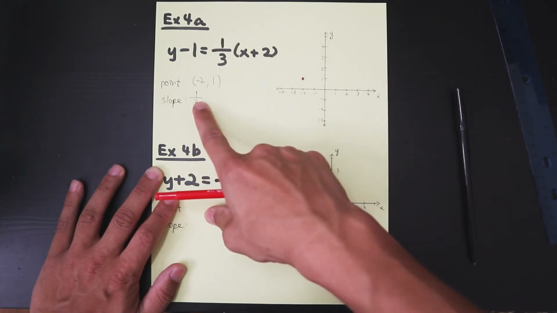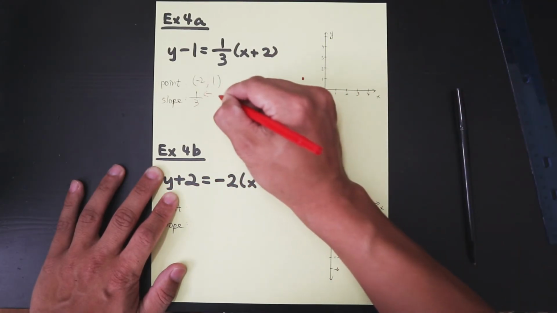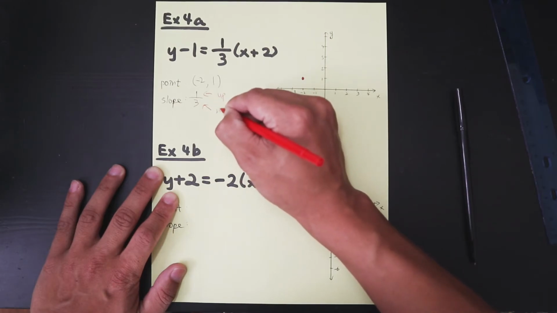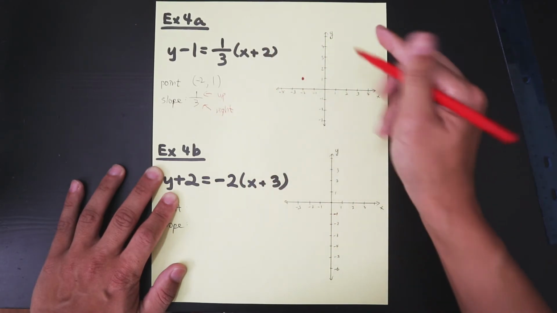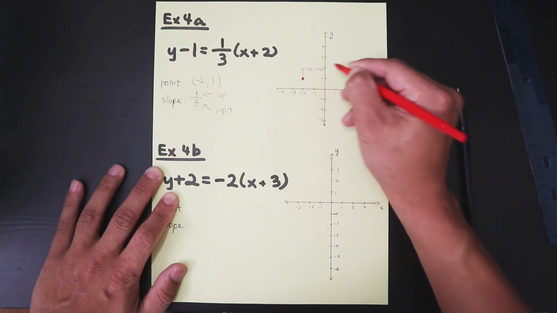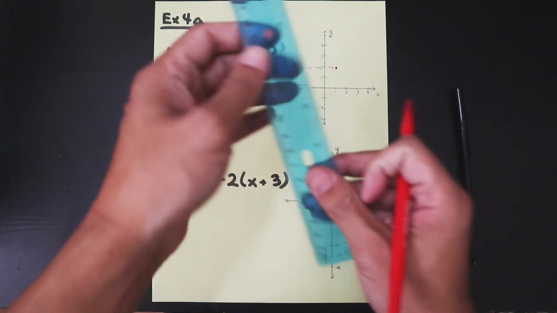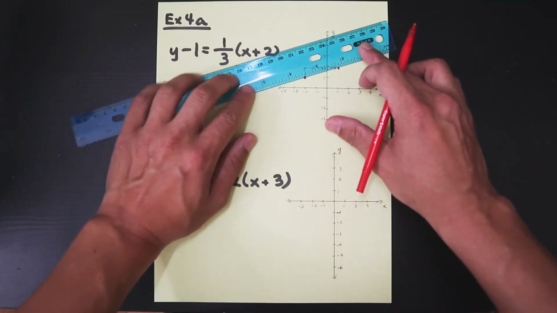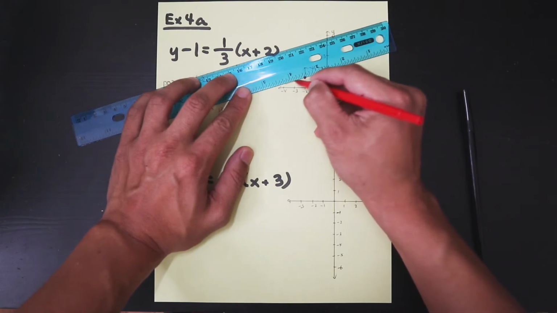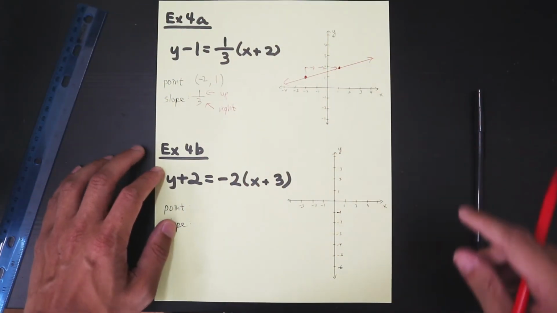And then from there, you find the direction, which is 1/3. 1/3 means 1 up, and this 3 means 3 to the right. So you're starting at this point, you go 1 up, and then 3 to the right, like this. And then boom, this is your second point. And then at the end, all you have to do is connect them with a ruler. And this is the graph of this equation in point slope form.